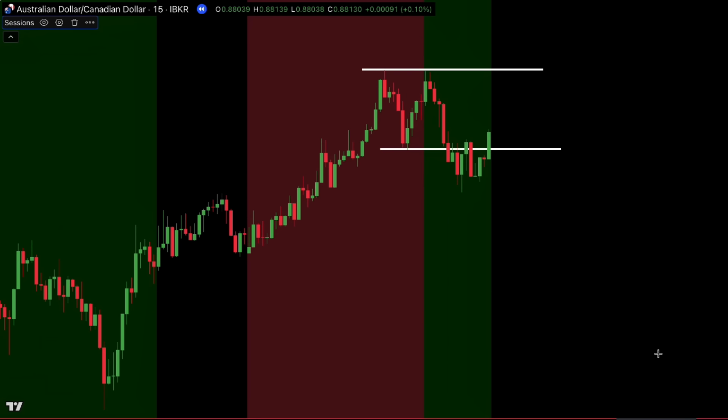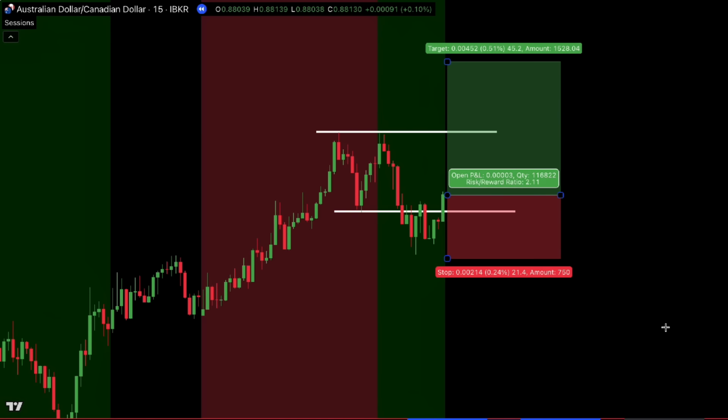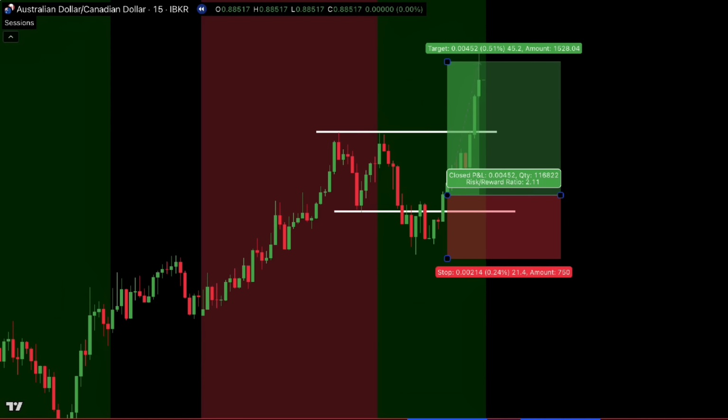Now back to the 15-minute chart. We enter at the close of the candle that flipped back above the recent low. Place our stop loss just below the sweep and set our target at the next major resistance level, always aiming for at least a 2-to-1 reward to risk ratio. And look what happened next. The market moved cleanly to the target just as expected.